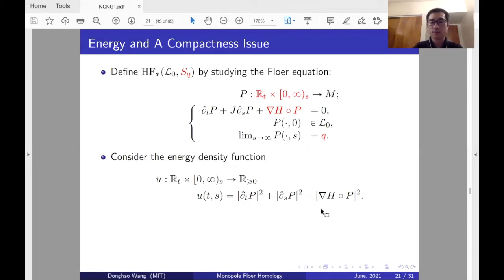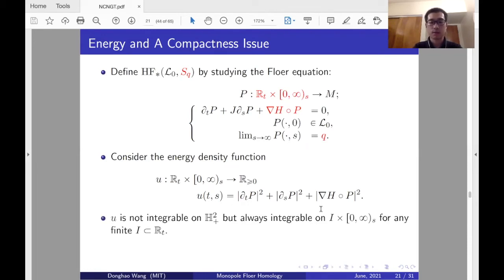And this density function has two important properties. First, this function u is not really integrable on the upper half plane, but it's always integrable on any finite time interval across this half real line. And you can check this fact by thinking about time-independent solution.